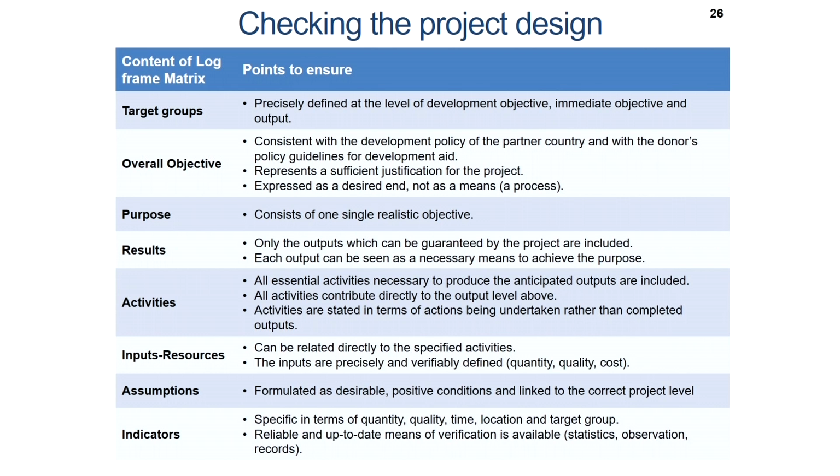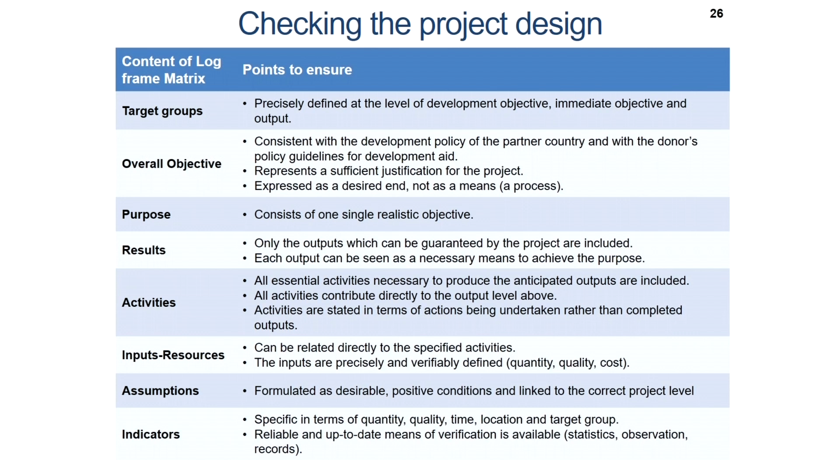Target groups need to be precisely defined at the level of development objective, immediate objective and output. The overall objective should be consistent with the development policy of the partner country and with the donors' policy guidelines for development aid. Here there is reference to the partner country and donors' policy guidelines because this design is adapted from an international development project sponsored by donor agencies. It represents a sufficient justification for the project, expressed as a desired end, not as a means.